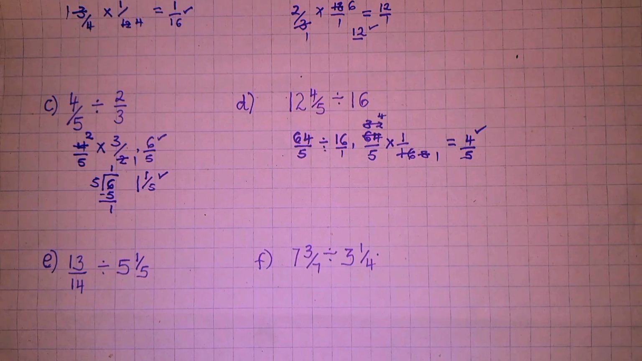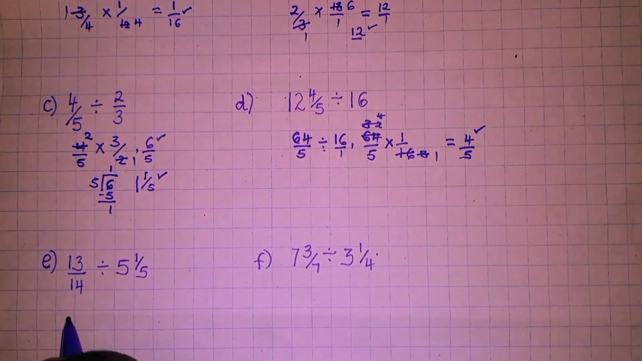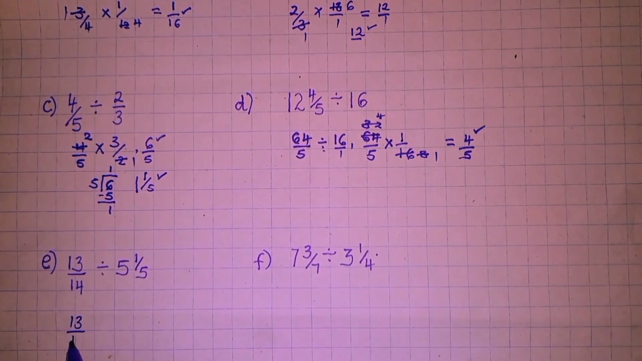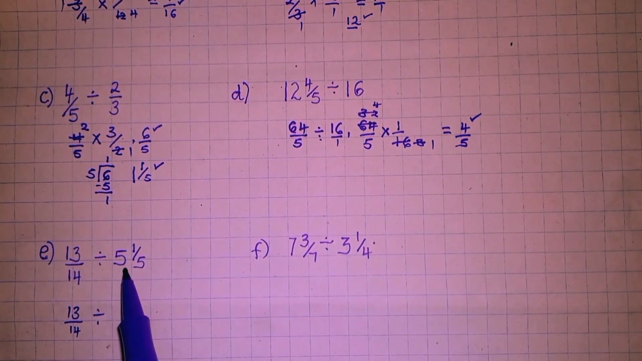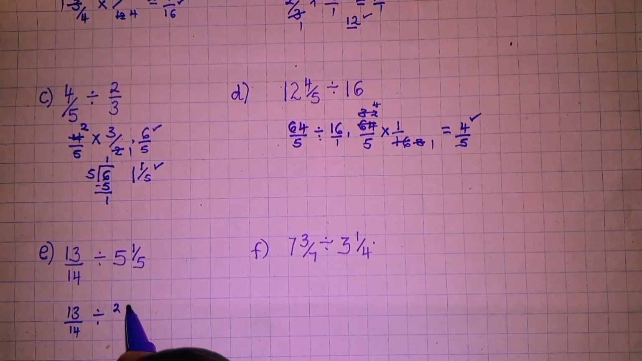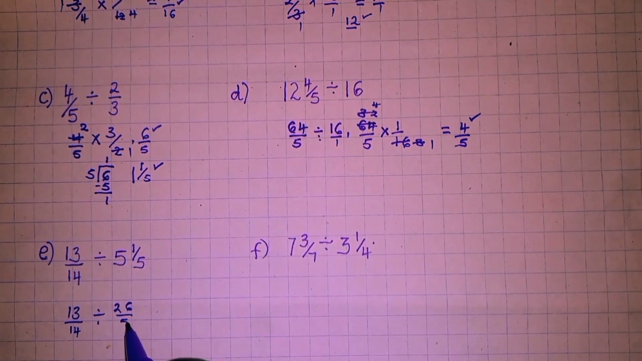So we have question A, which is 13 over 14 divided by 5 and a fifth. Convert this one into an improper fraction. 5 times 5 is 25. 25 plus 1 is 26. This one becomes 26 over 5.